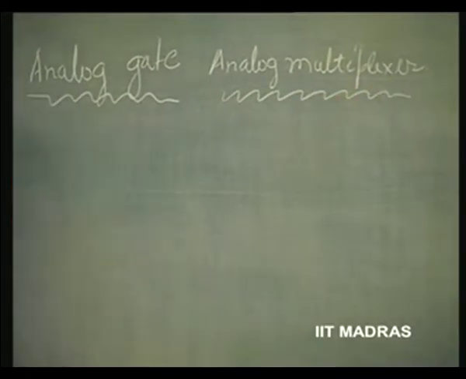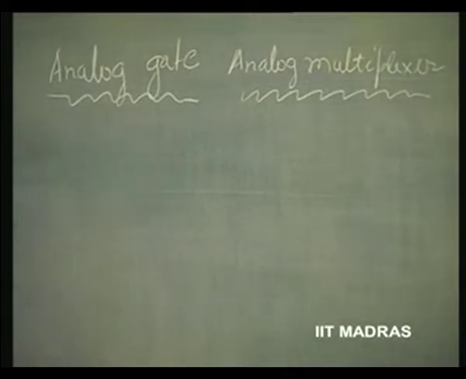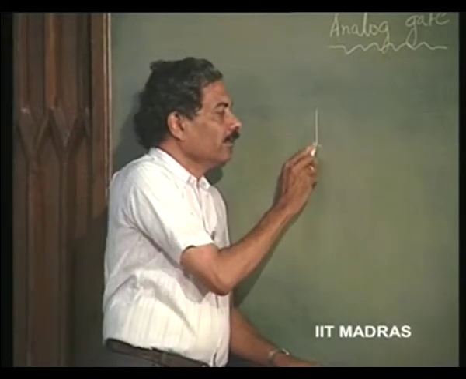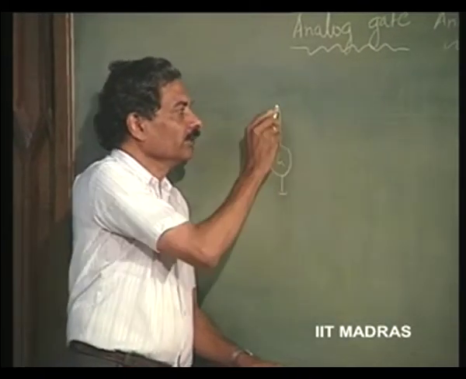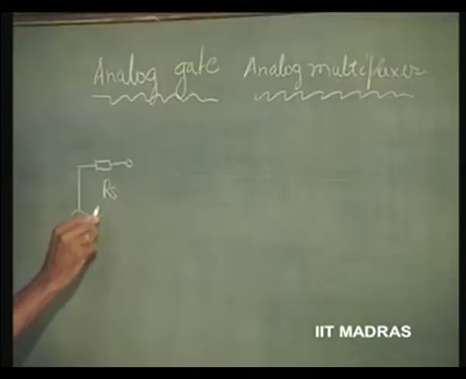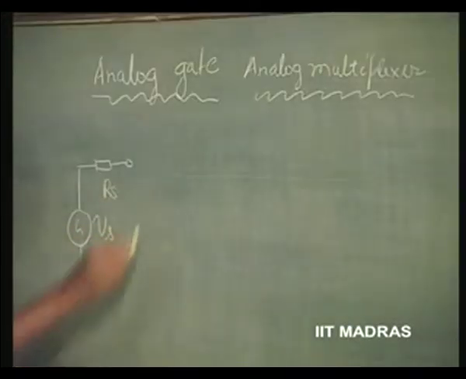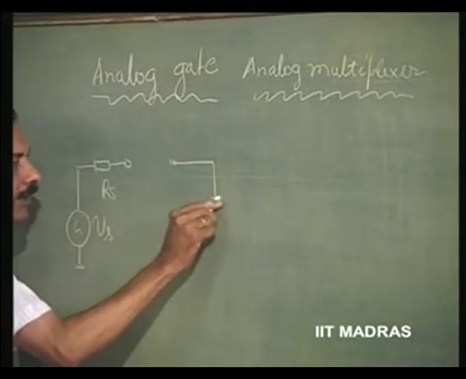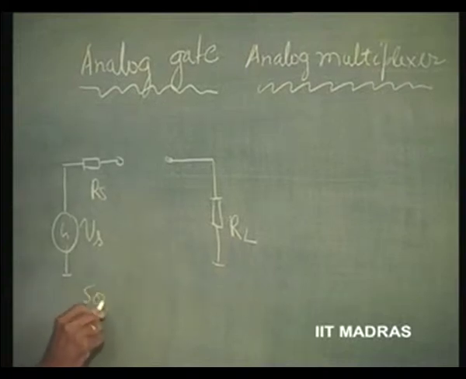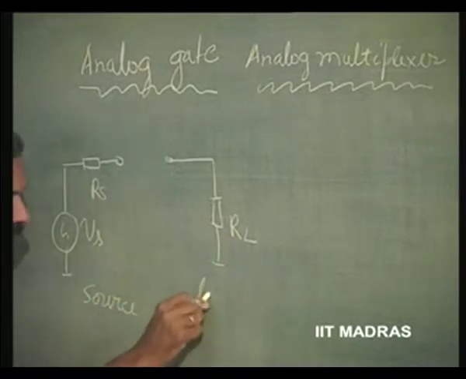It is a very important component in signal processing. What is the purpose of this? Let us understand first. The purpose of this is, given a source, a voltage source, let us say, I would like to connect this source to a load. This is the load, this is the source, this is the load.